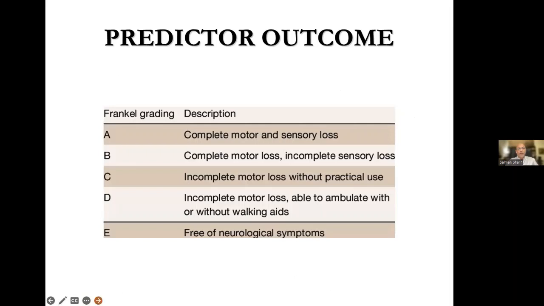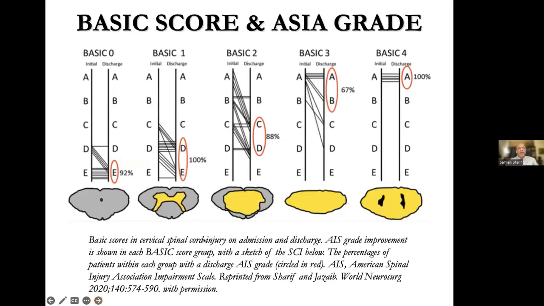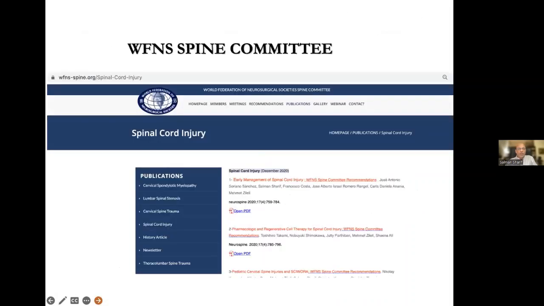So predictors of outcome obviously is our ASIA impairment scale. That's what we look at. There's a BASIC score and its correlation with ASIA grade. So for example, if you do an MRI, we have given a score from BASIC 1 to 4, and this is depending on how much involvement of the gray matter there is. And as this increases, we know the chances of improvement go down. And once you've got hemorrhage, which is grade 4, along with the complete involvement of the cord, then their chance of improvement is nil. So this has been shown.